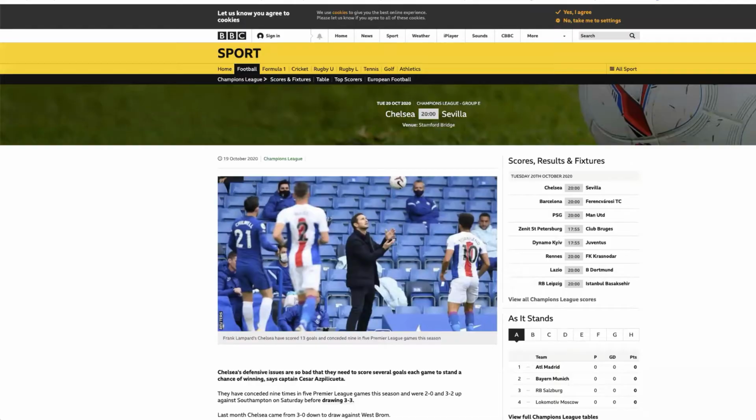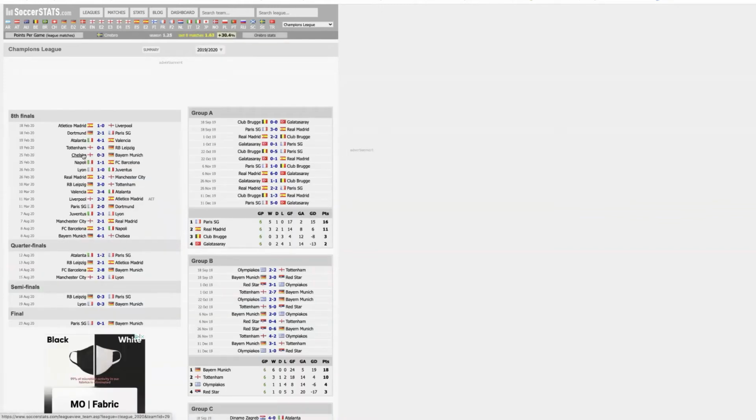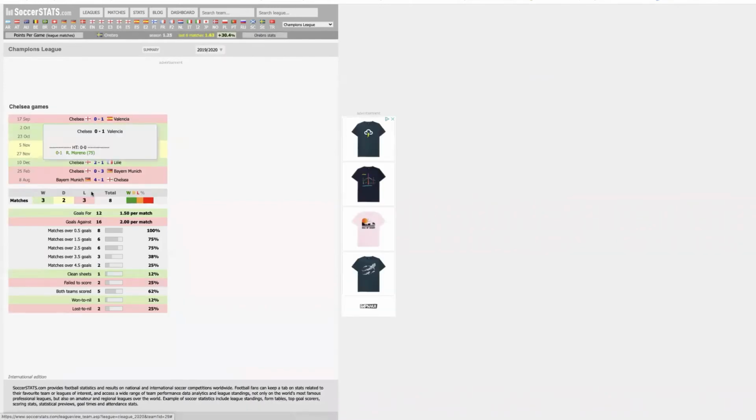I don't know if these guys do a prediction or not on these ones. But we can go and have a look at last season and see what Chelsea did last year in the Champions League. So matches over 0.5 goals, 8. So there was a goal in every one of them. 6 of them went over 1.5. 6 of them went over 2.5.